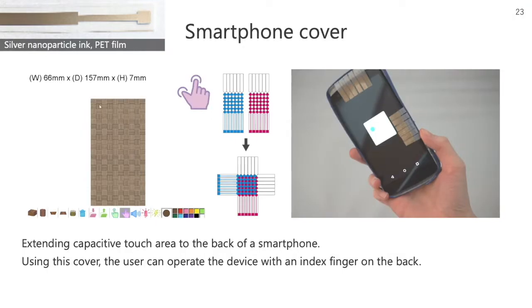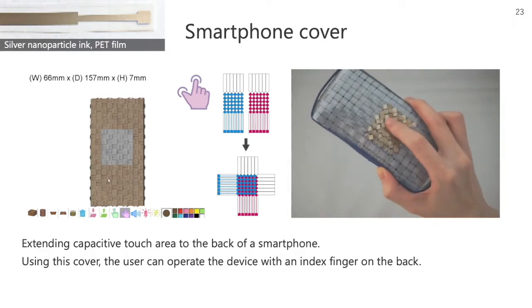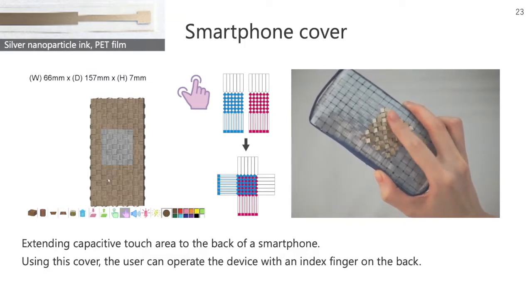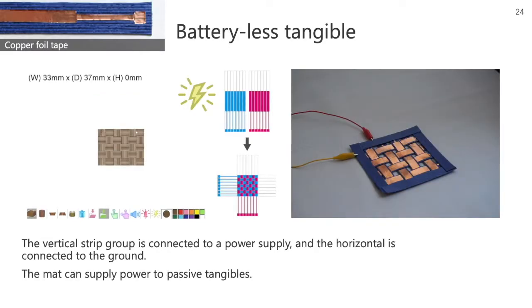It is a smartphone cover with a touchpad on the backside. We chose a box as a base shape, and selected the interactive elements of touch sensing. The touch panel can be extended and operated from its back by attaching the end of the conductive pattern to the smartphone's front screen. It shows a power supply mat for tangible objects with passive components.